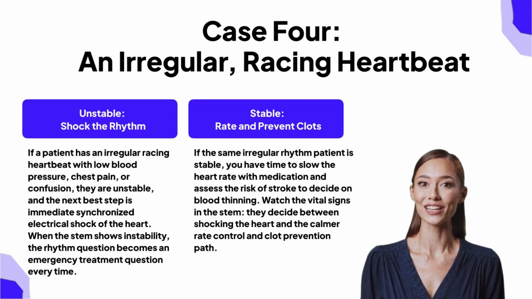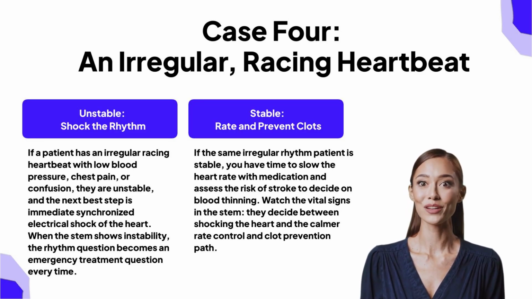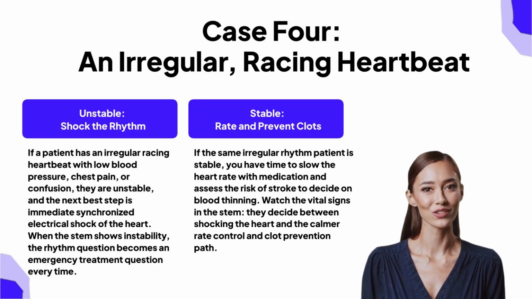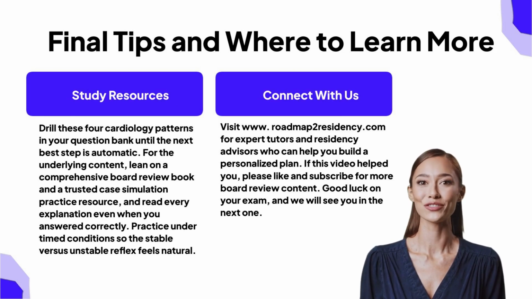Second, the stable patient. If that same irregular rhythm patient has normal blood pressure and looks comfortable, you have time, so the answer shifts to slowing the heart rate with medication and assessing the patient's stroke risk to decide on blood thinning. So the entire question turns on the vital signs in the stem. Read them first, and they will tell you whether to shock the heart or to take the calmer rate control and clot prevention path. That wraps up our cardiology case simulation strategy for Step 3.